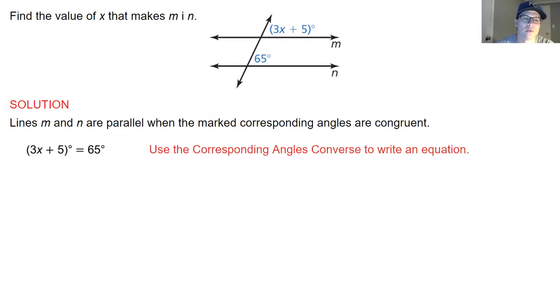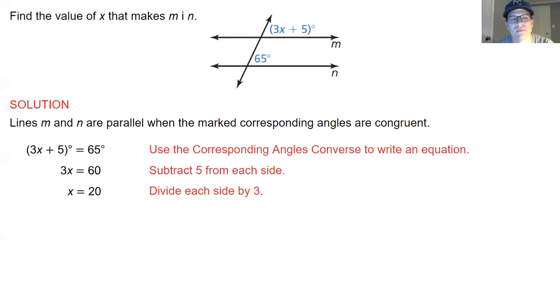3x plus 5 equals 65. Then using algebra to solve for x, you're going to subtract 5 on both sides to get 60. Then the opposite of times 3 is to divide by 3. So the value that makes those two lines parallel is x equals 20. If x was anything else, then those two lines would not be parallel.